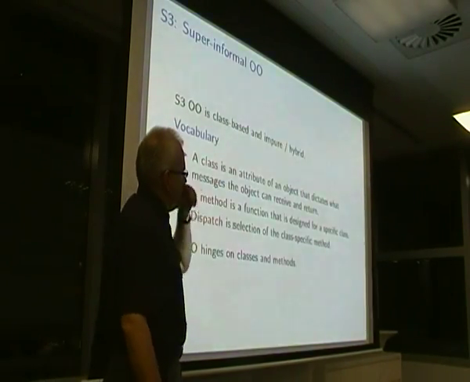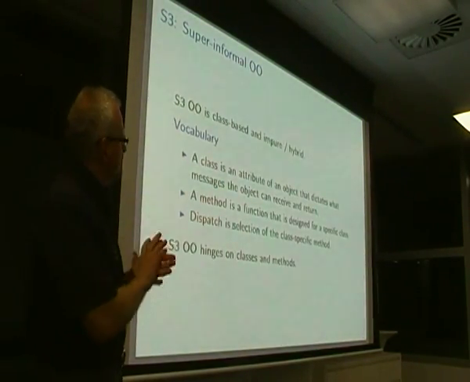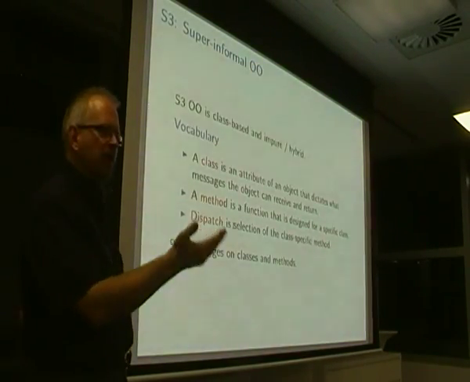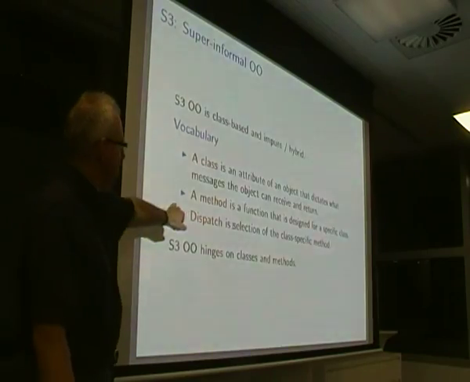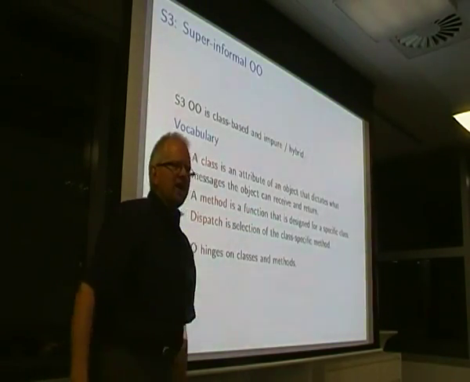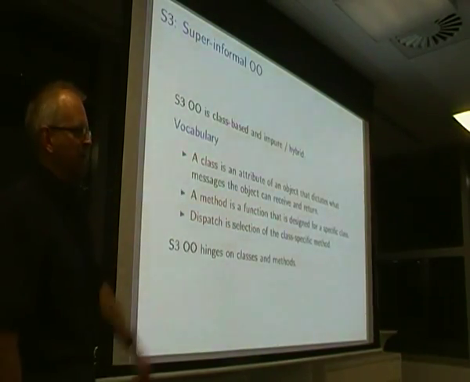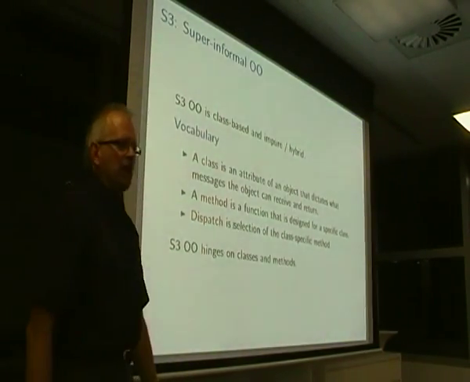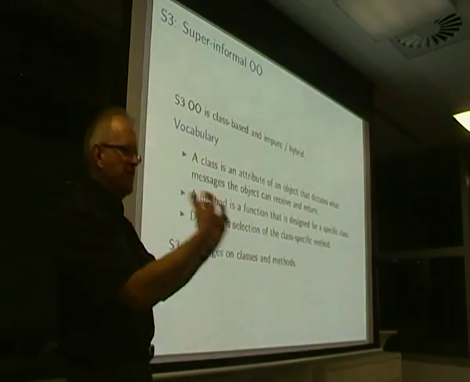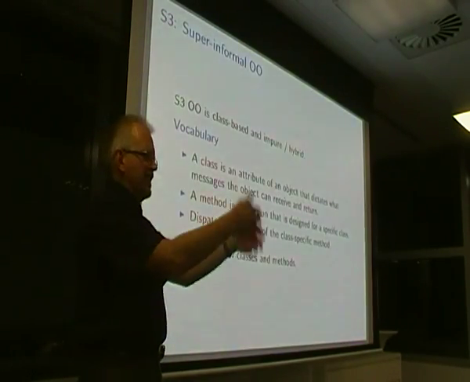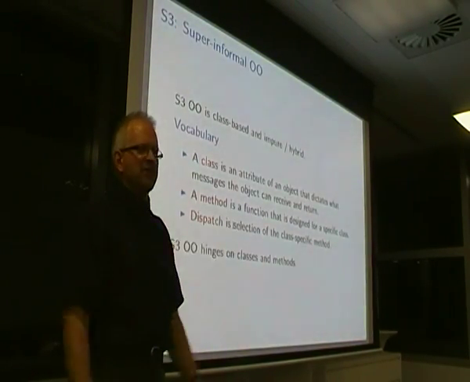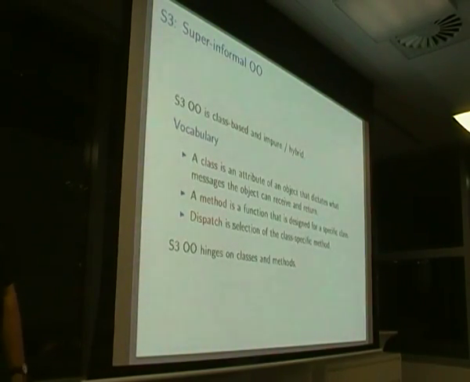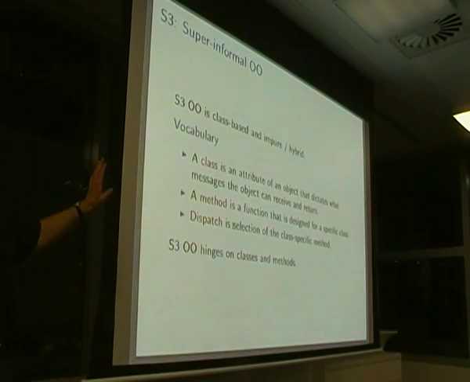So a class now is going to be an attribute of an object that dictates what messages the object can receive and what messages it can return. A method is a function that will be designed for a specific class, and I'll use that word quite liberally. And dispatch is selection of a method to apply to a particular object because it's of a particular class. I know that's all very abstract. It'll get much more concrete very shortly. So S3 object orientation uses classes and methods.